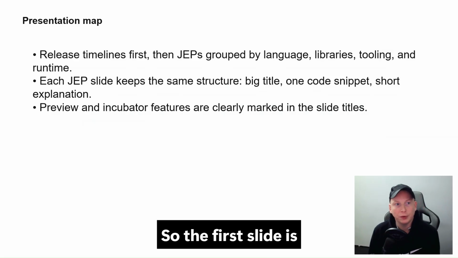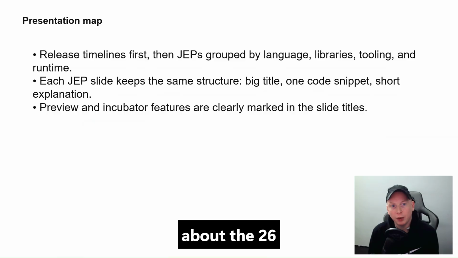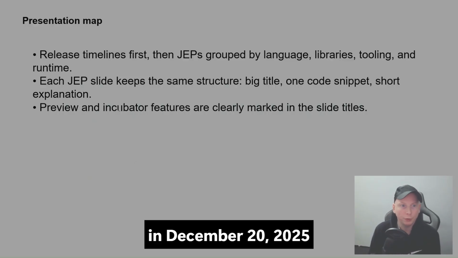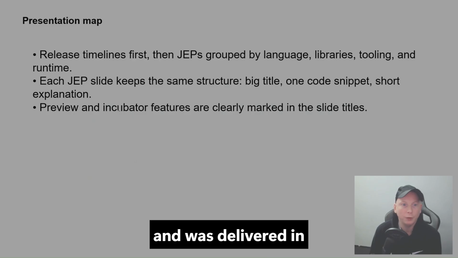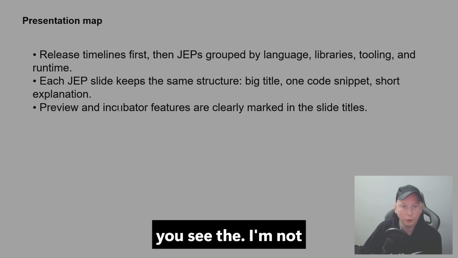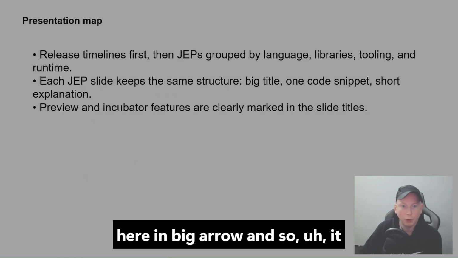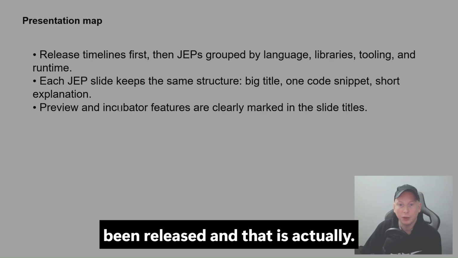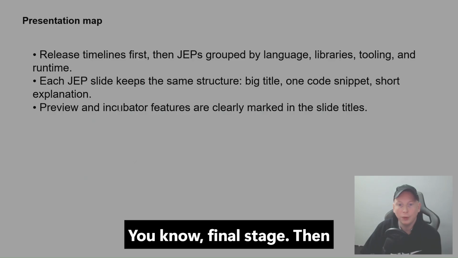So the first slide is about the Java 26 timeline. Java 26 started in December 2025 and was delivered in March 2026. So you see the timeline here in this big arrow. It is the last version that has been released, and that is actually in a final stage.